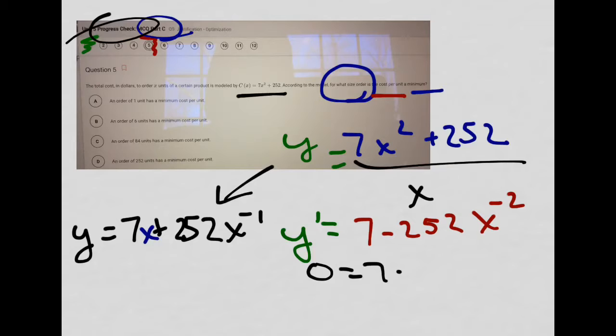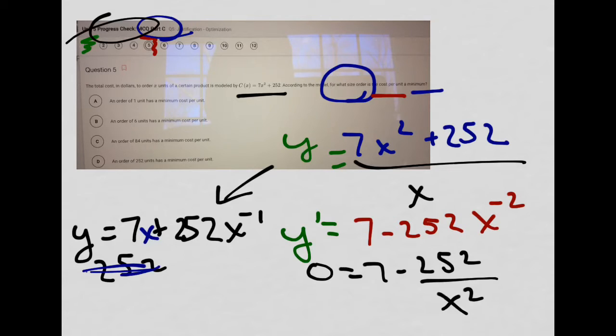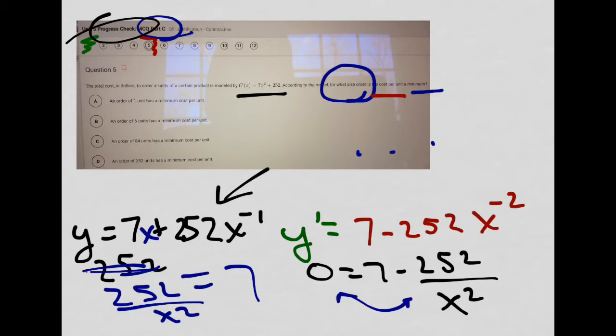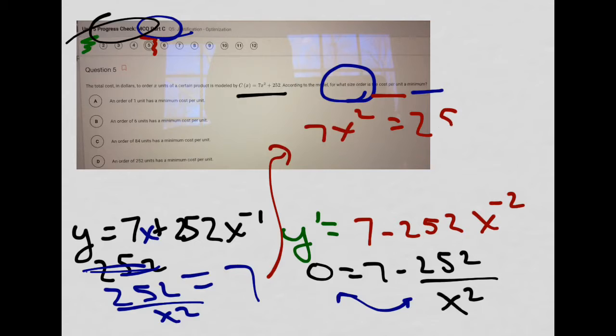And if that's the case, I'm going to rewrite this a little bit and add the 252 over x squared to the left side of the equation, just by adding it over, and equal to 7. So that's going to give me the ability to start solving for x. So I'm doing this pretty quick because it's a multiple choice. It should be relatively quick. Cross multiply. And when I divide this by 7, I actually get 336. Great. And it should be something easy to solve.